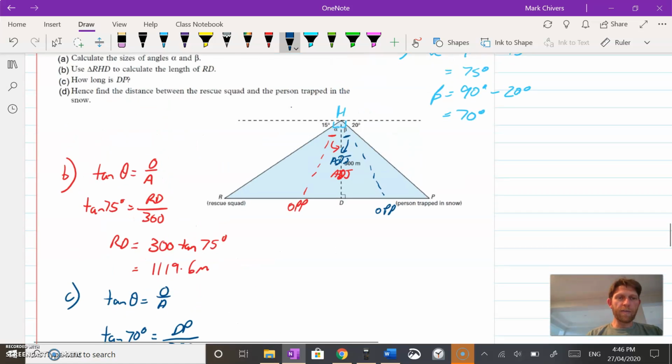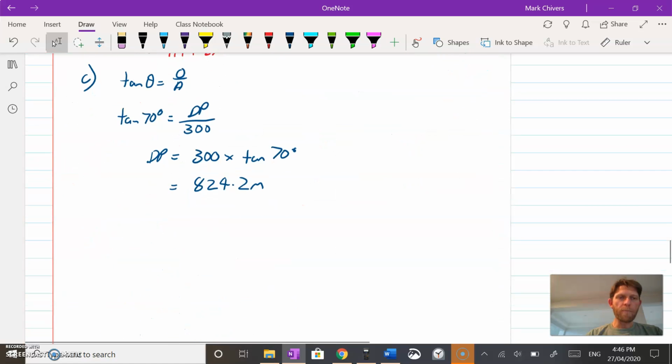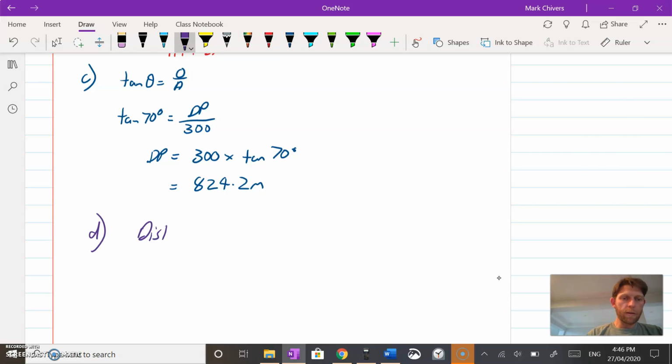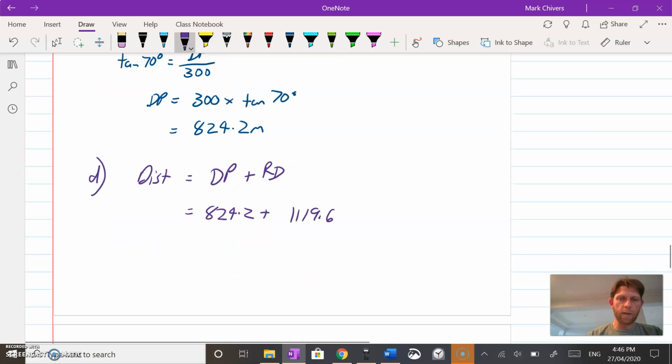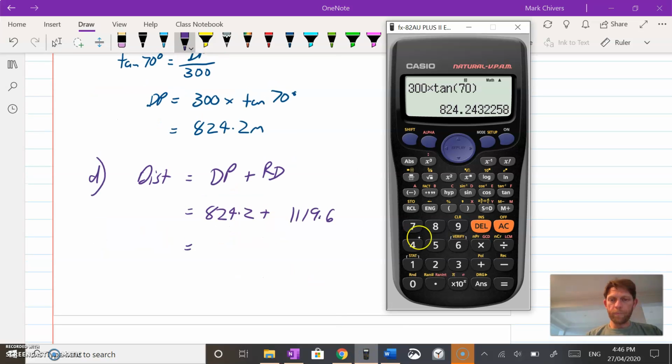And then finally, I think we're just asked to find the distance between the two. So for D, the distance is just going to be DP plus RD. And we've just worked out those, so that's going to be 824.2 plus 1,119.6, I think it was. Yes, it was. So we'll add those two together. 824.2 plus 1,119.6, and we get 1,943.8 meters.